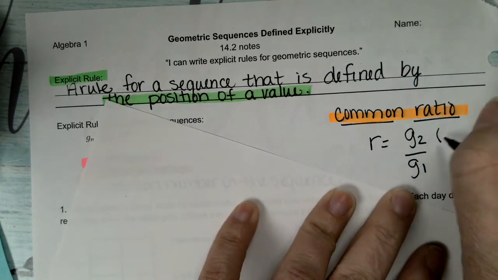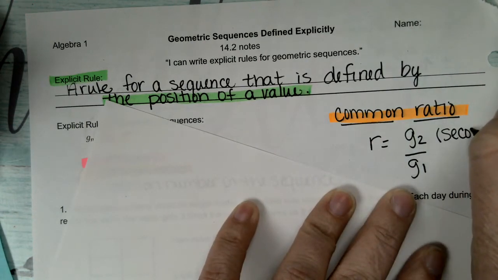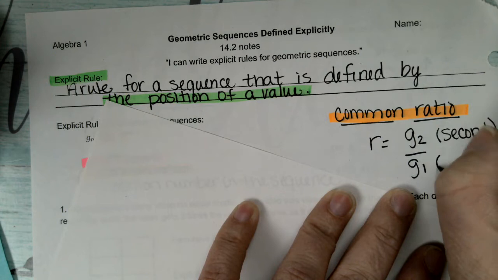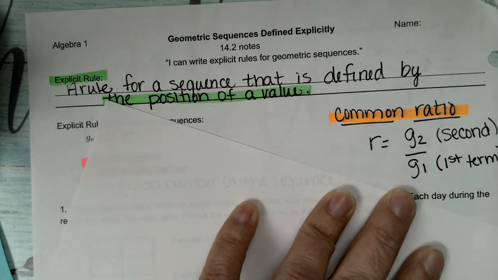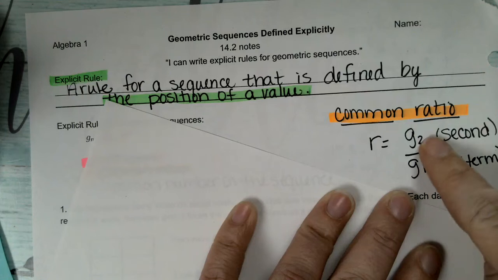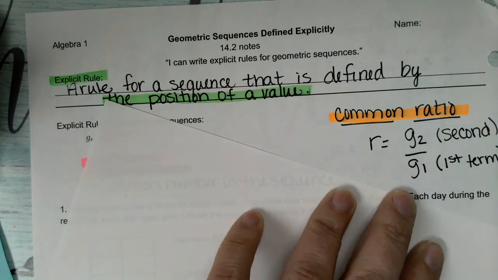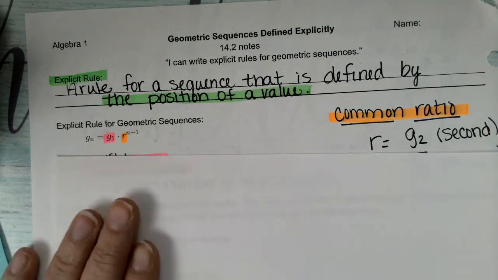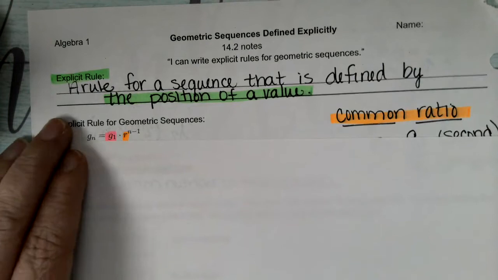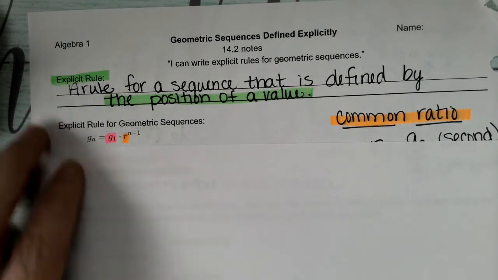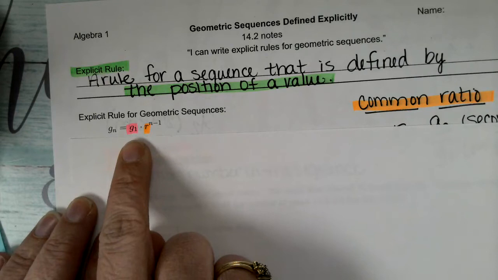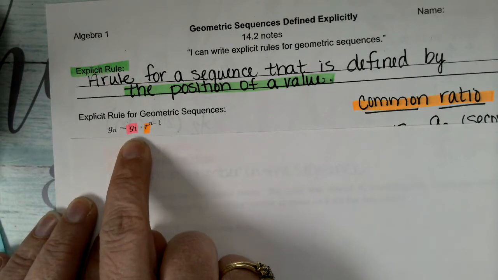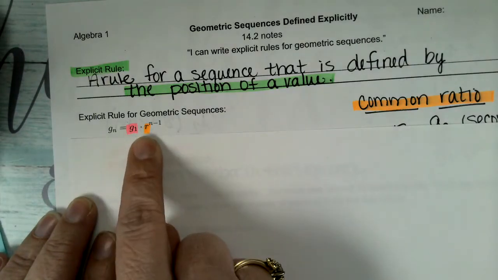So maybe write it out like that: second term divided by the first term. But I like to just write it shorthand, G2 divided by G1. Now the rule is G sub n, remember that's the way we start out our rules, is equal to G sub 1, that's the first term, times R, which is your common ratio.